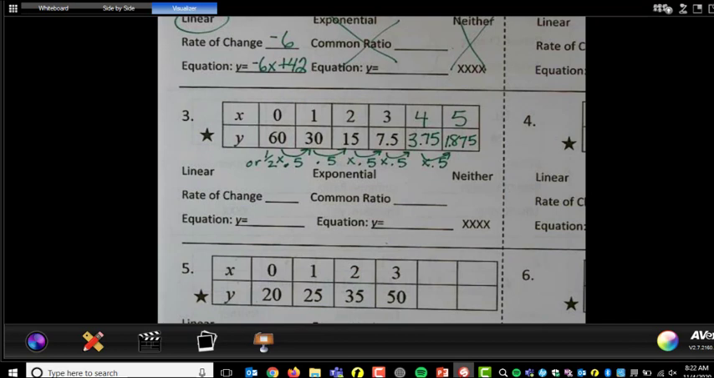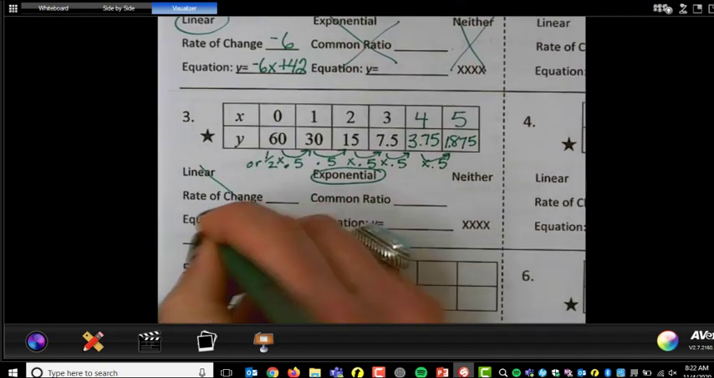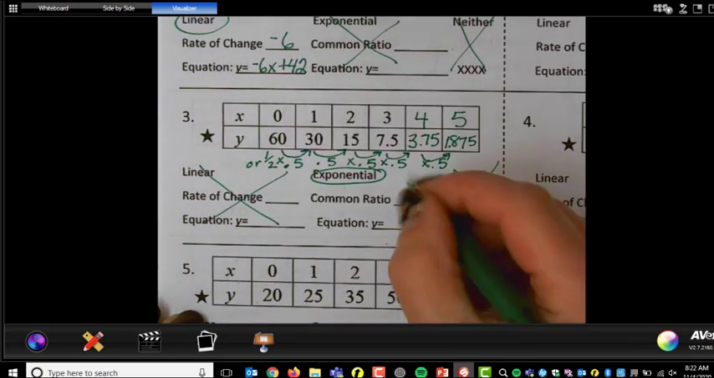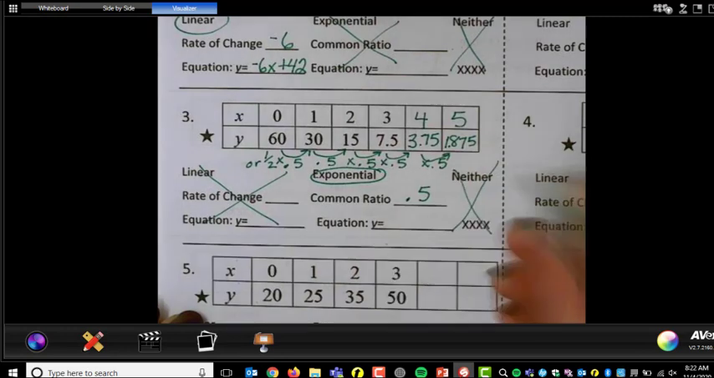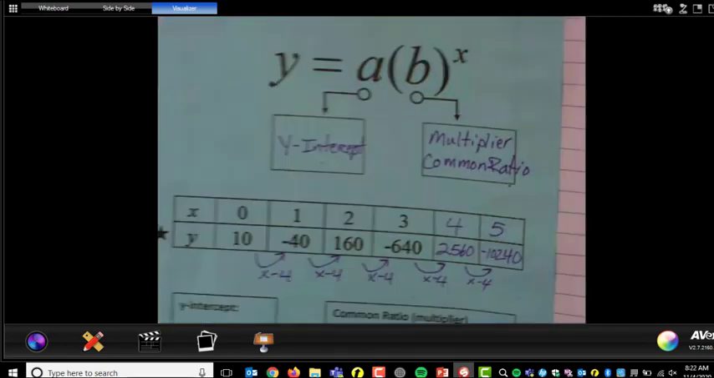So I'm going to fill out, because it's a common ratio, I'm multiplying, that's exponential. I'm going to circle that. I'm going to cross out the other two, because we're determining if it's one of those 3. My common ratio is 0.5. So again, now I have to do this too, just to remind myself.